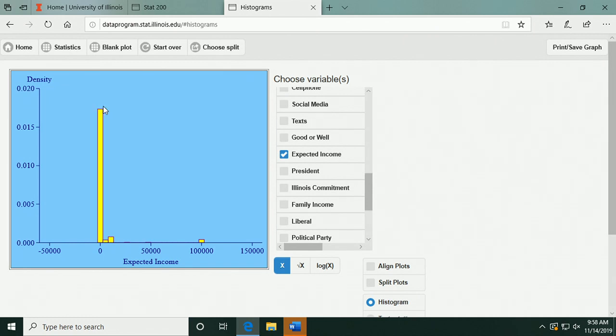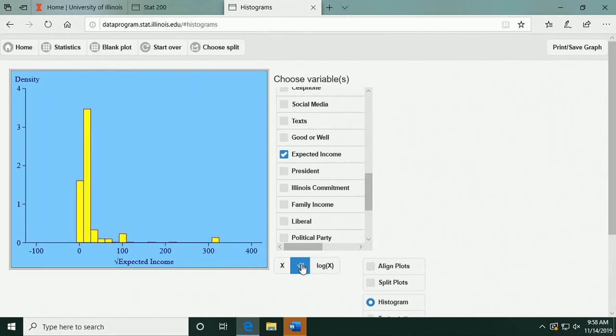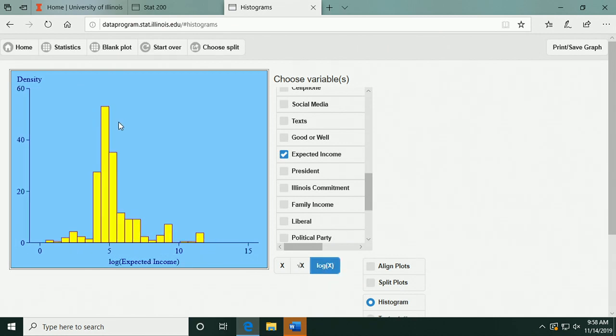So first let's try the first step right here, the square root. And that should spread it out. It does, see, but it didn't spread it out enough. So you want to go even more drastic, log. This happens so often. Now we can see the data, okay?